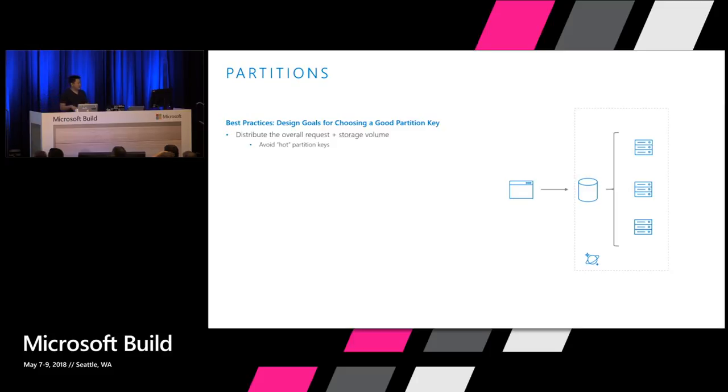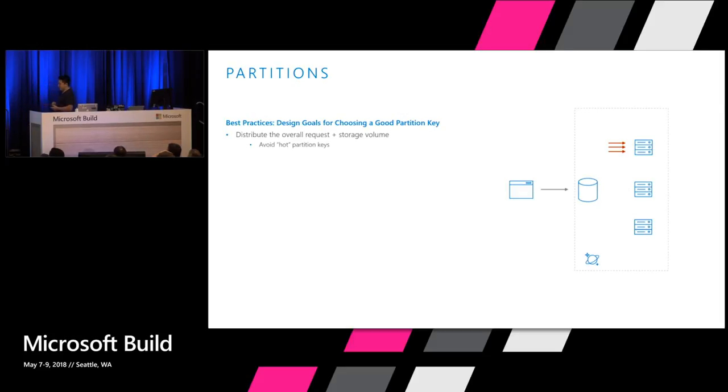Well, at a high level, you have two different design goals. The first design goal is you want to distribute the overall request and storage volume so that you avoid hot partition keys. Let me give you an example. Let's say you have an IoT scenario where you're storing device telemetry. Intuitively, a lot of people might first go to, let's say, a time dimension, like the current time, because that'll give you a very even distribution of that data across many partition keys.